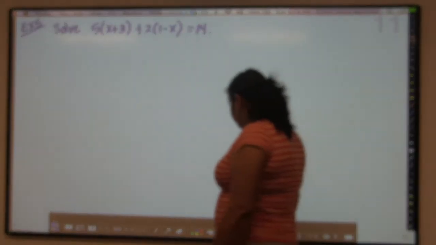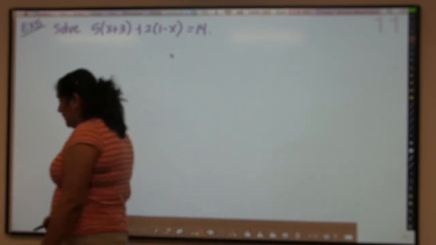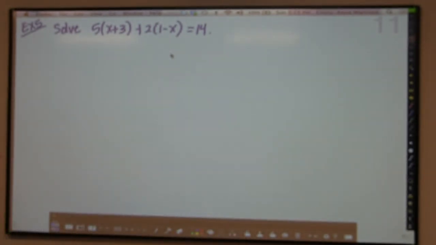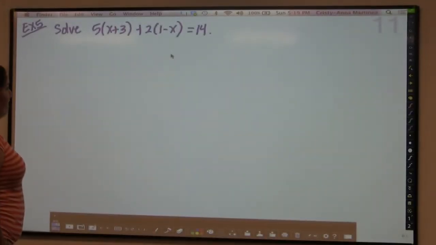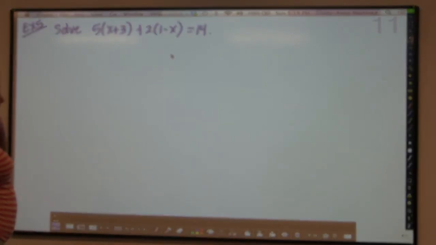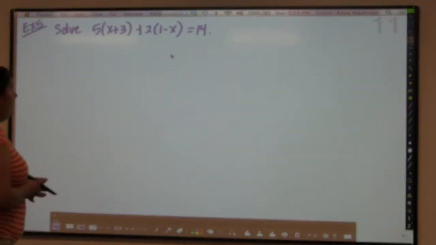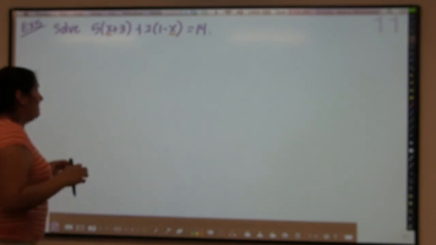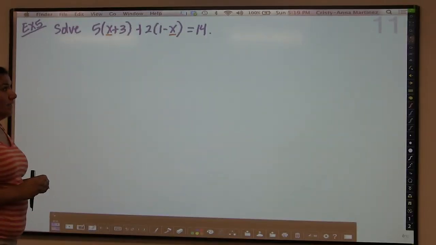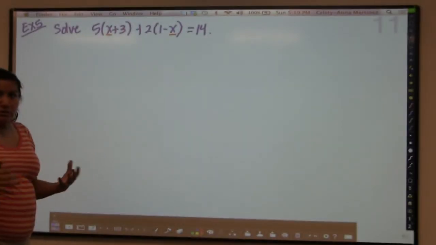Example 5 is going to be more of a multi-step problem. It's not going to be solved with one step like the last ones. One of the things you have to recognize when looking at this is that we have to combine the x values together. There's an x value in here, and there's an x value there, and they're kind of trapped inside of those parentheses.